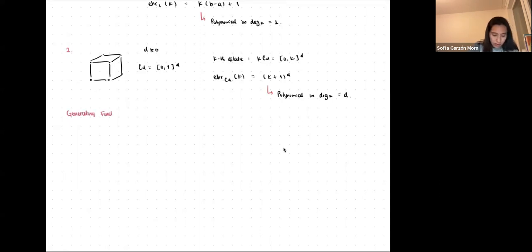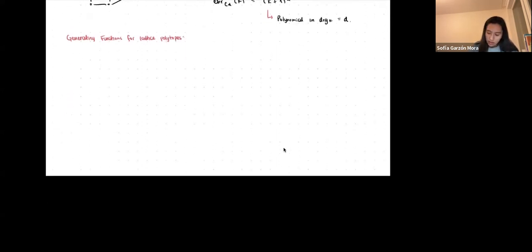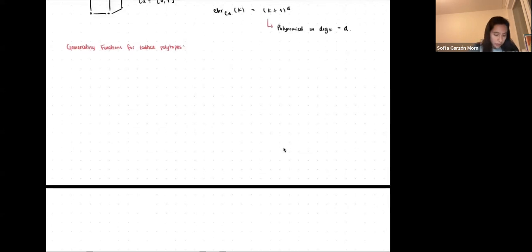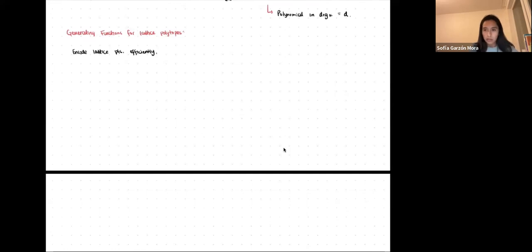So let's talk about generating functions and we'll stick to lattice polytopes. What our idea is here is we want to encode points, or specifically lattice points, efficiently. And how would you do that? Well, our naive attempt doesn't work, right? If we list all of them, it's just not possible. So how about this idea?